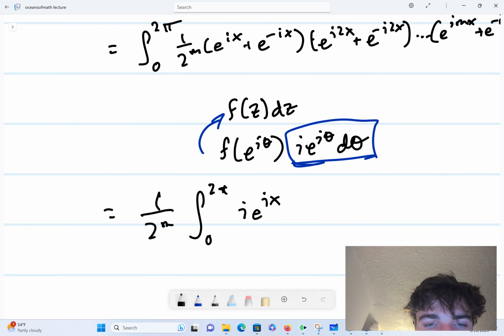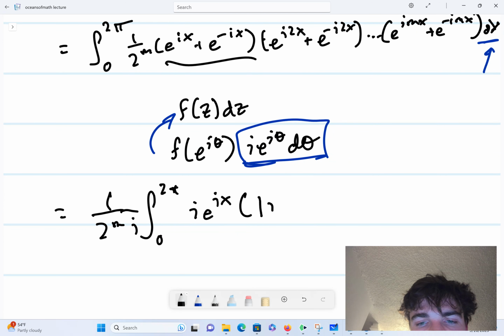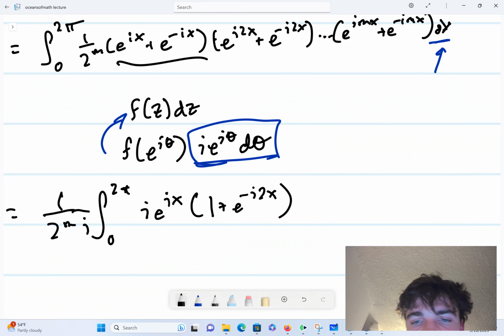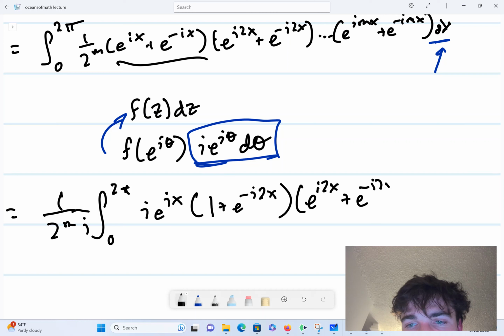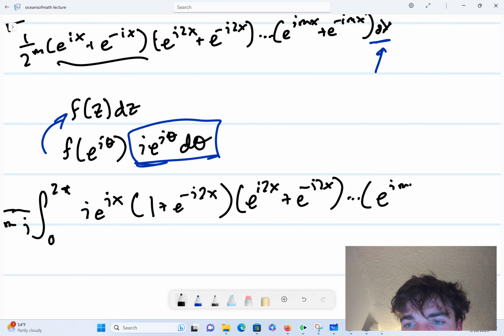And to account for the i, I'll just bring an i outside on the denominator. And then the e to the ix I'm going to take from this first term here, so it'll be 1 plus e to the negative i2x. And then everything else in the integral will stay the same: e to the i2x plus e to the negative i2x all the way to e to the imx plus e to the negative imx.